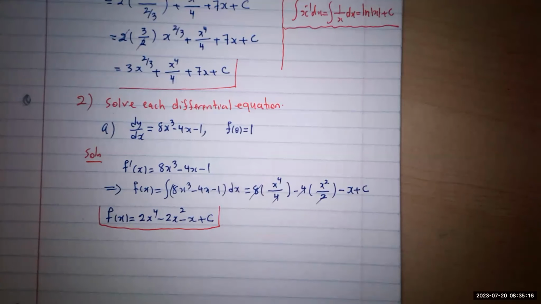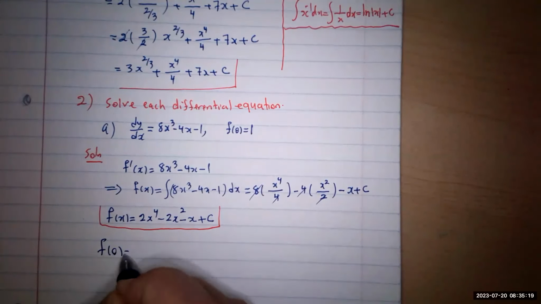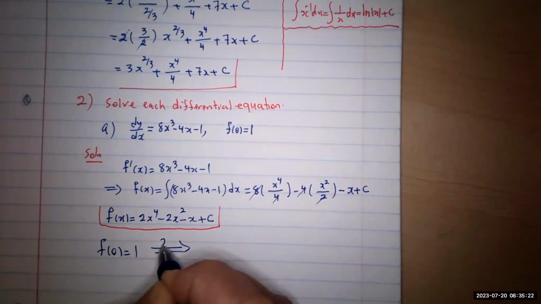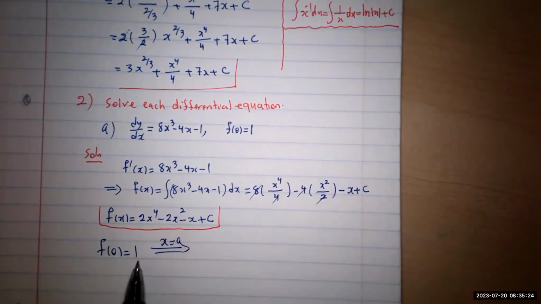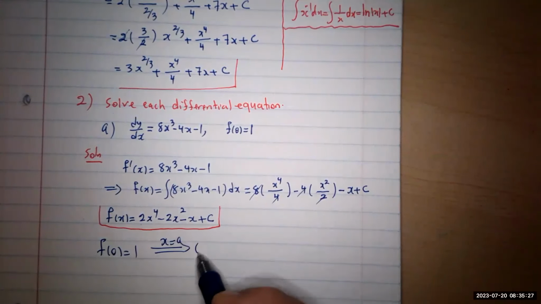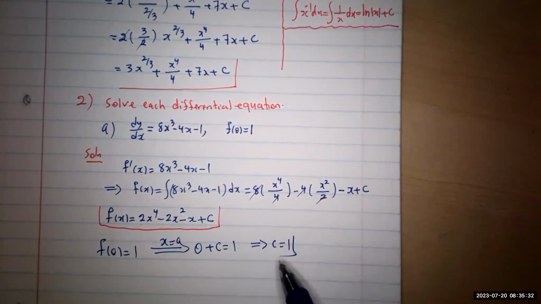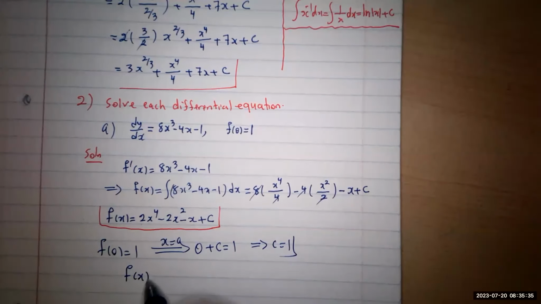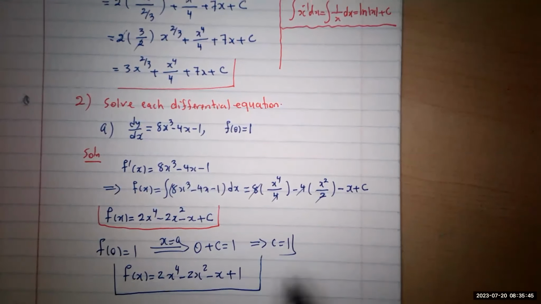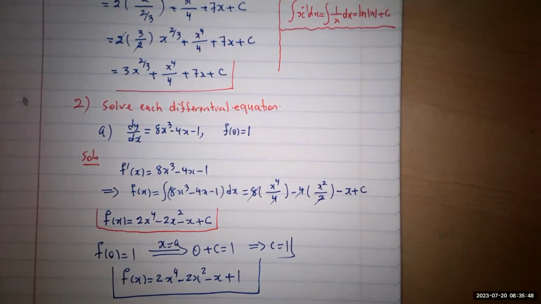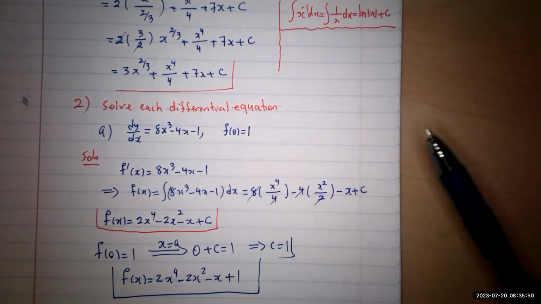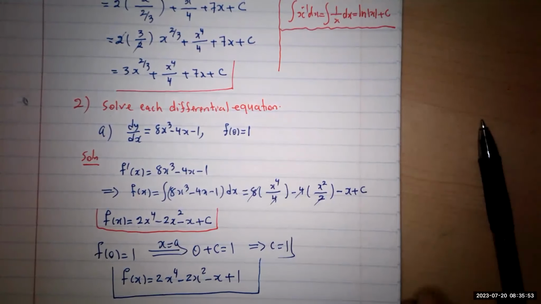So we continue: f of 0 is equal to 1. You go to this equation, replace x by 0, and let it equal 1. The x terms are all 0, so you get 0 plus c equal to 1, so c is 1. Now rewrite your function. The final answer is 2x to the 4th minus 2x squared minus x plus 1. We say this is a unique solution because you found a specific one. So this is the type 1 that we have.